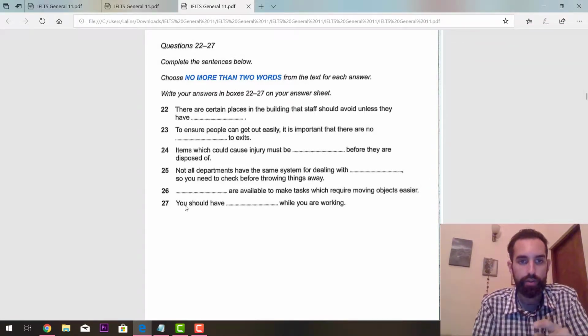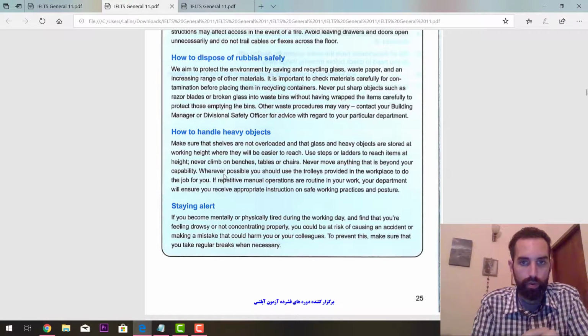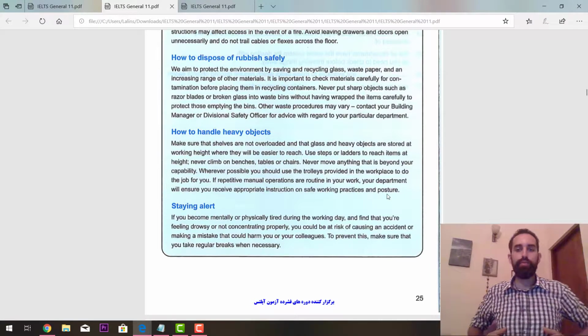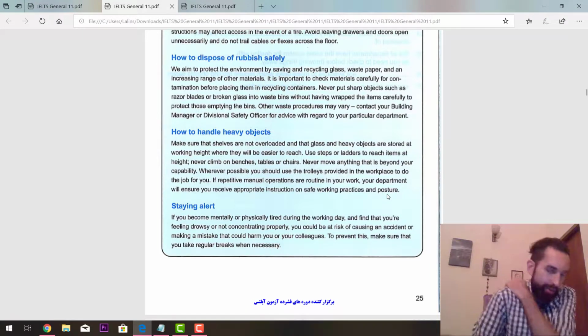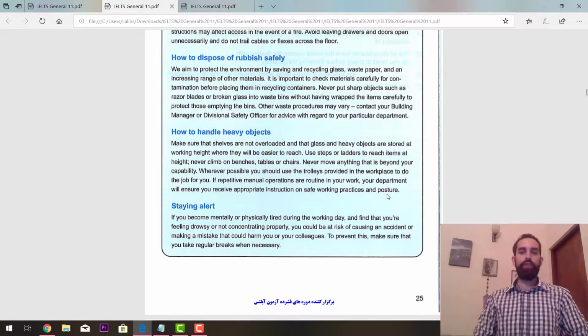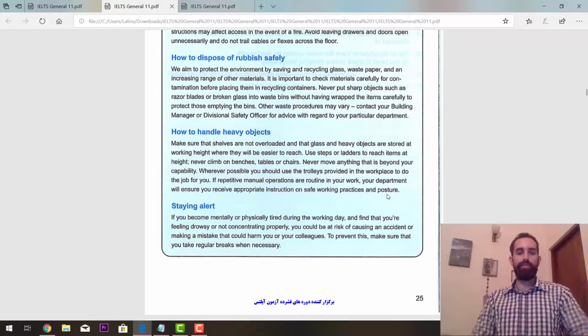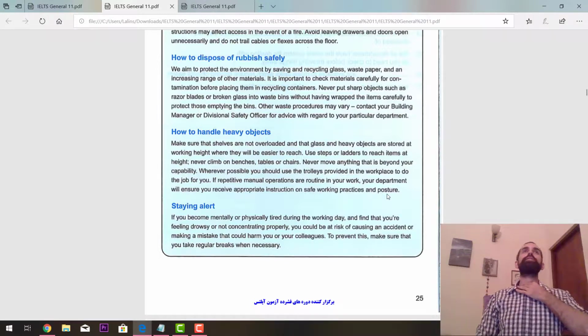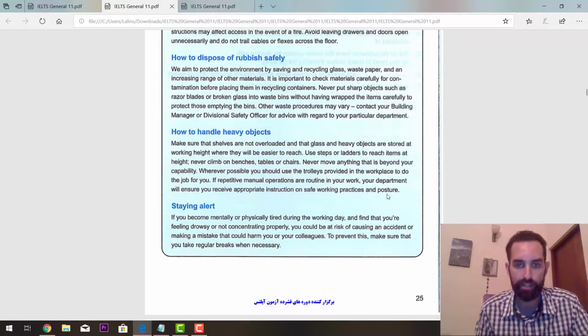Right? 27, you should have blank while you are working. Here we are. If repetitive manual operations are routine in your work, your department will ensure you receive appropriate instruction on safe working practices and posture. Posture is obviously how you hold yourself. If you're slouched over, you've got a slouched posture, and that's bad for your back and your neck. Standing straight, that's good posture.